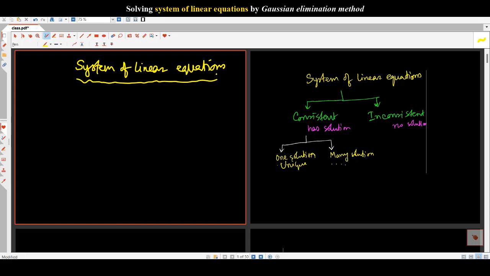So we are starting system of linear equations, and already you have the idea that a system of linear equations can be consistent, can be inconsistent. From our last class you know this thing. If a system is consistent, that means it has a solution. If a system is inconsistent, then it has no solution. Whenever we have a consistent system, there will be two possibilities. It may be with one solution, it may be with many solutions.